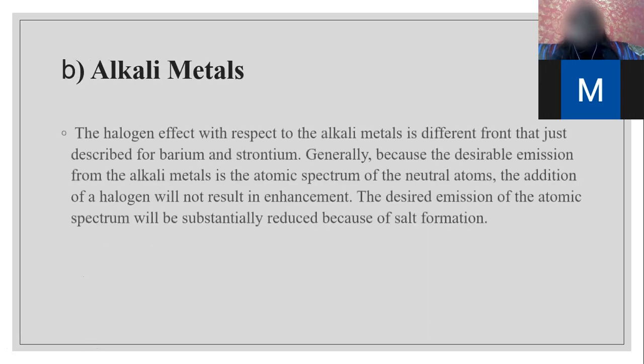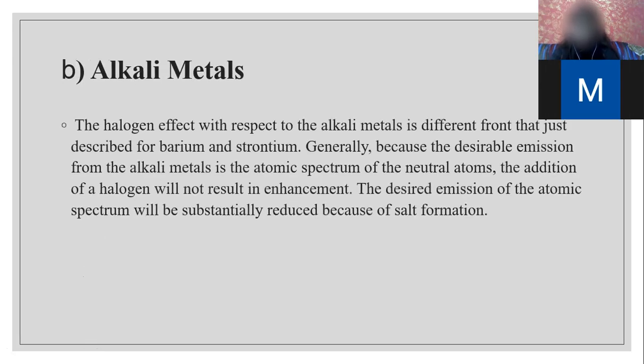Now, alkali metals. The halogen effect with respect to the alkali metals is different from that just described for barium and strontium. Generally, because the desirable emission from the alkali metal is the atomic spectrum of the neutral atoms, the addition of a halogen will not result in enhancement. The desired emission of the atomic spectrum will be substantially reduced because of the salt formation.